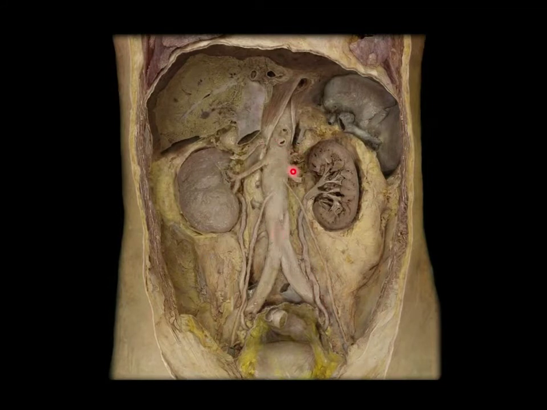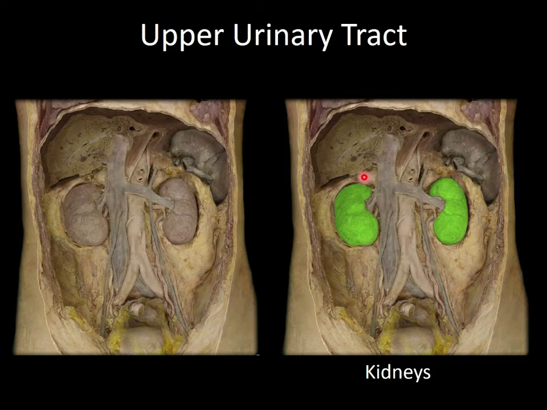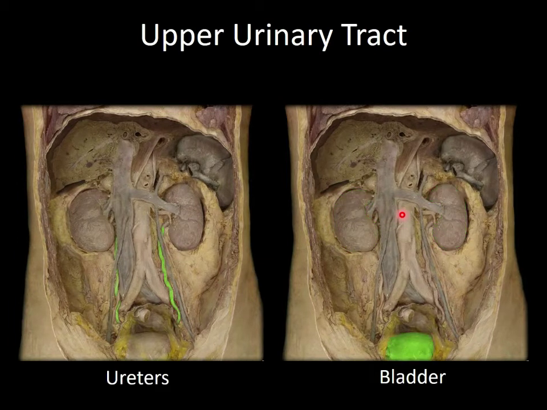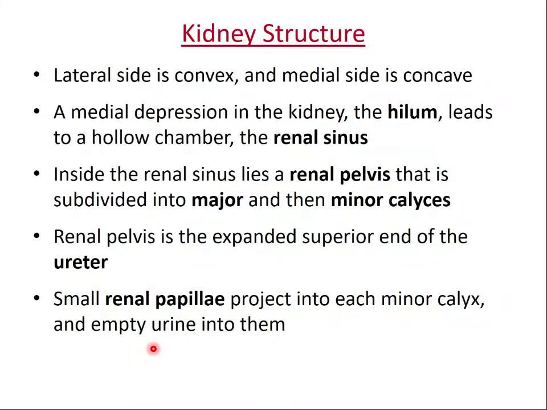Once we've removed these vessels away, we see the structure of the kidney, or a section of the kidney, showing all these different components, which we'll look into in more detail. As we can see, in the upper urinary tract, we have the kidneys found on either side. Then we have the bladder right here, and then we have the ureters, one from each kidney, that bring the urine that was produced into the bladder. So now let's discuss a little bit about the kidney structure.